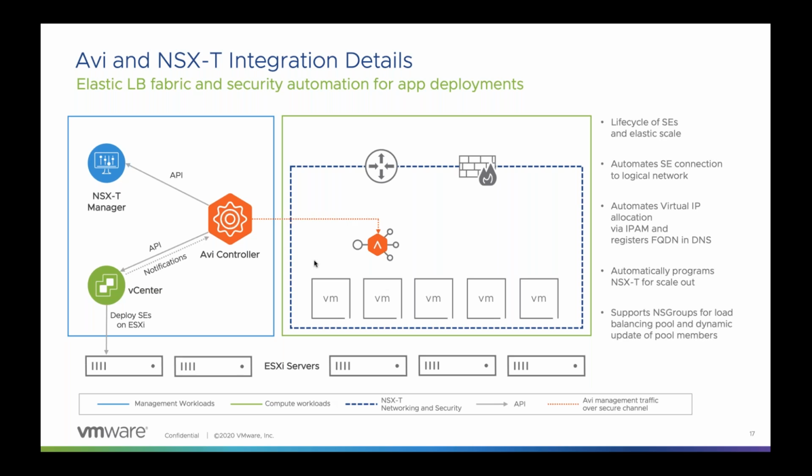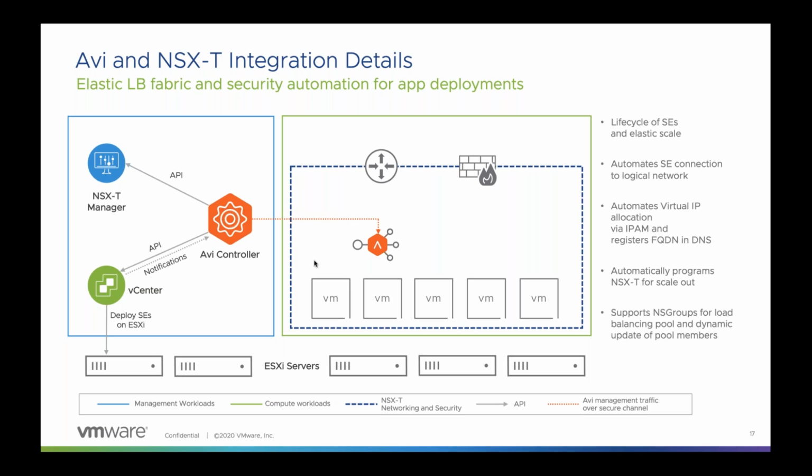The service engines are automatically deployed by the AVI controller. The user does not have to go and deploy it manually. And it becomes a part of your NSXT network and security fabric. The service engines get deployed in the workload side of the infrastructure, where your actual application VMs are running.